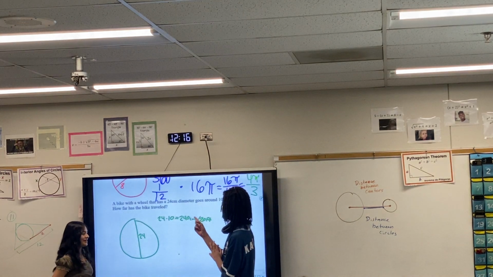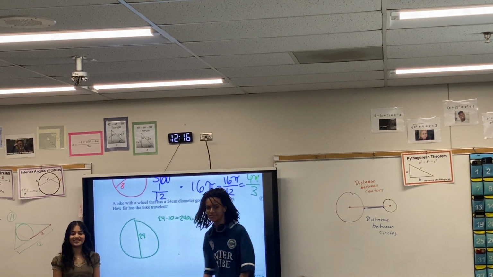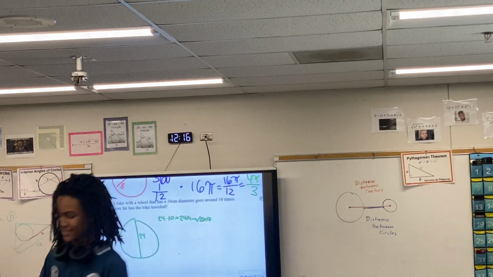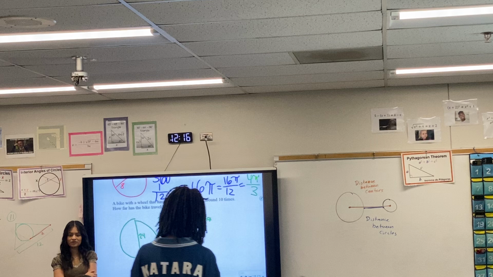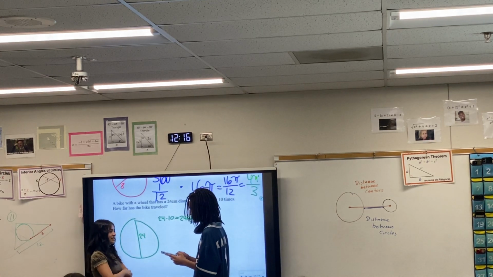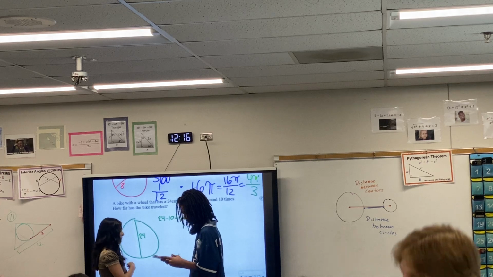So what would you do? 24. No, the radius is 12. So then 24 pi times 10. You don't need the radius. You need to find the circumference times 10, the outside length of the circle.